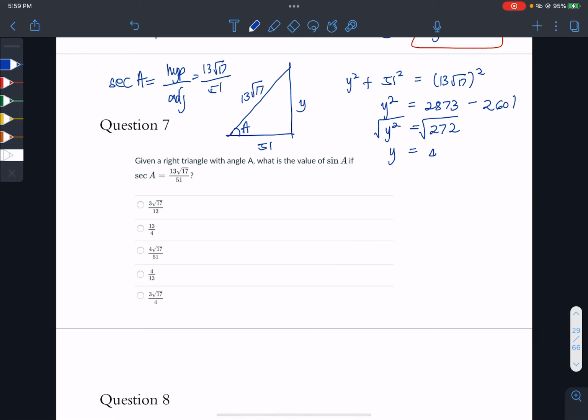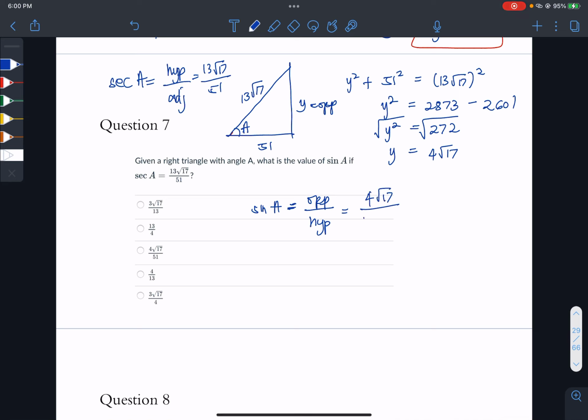So it's 4, the square root of 17. So that is our y, no? So the question is, what is sine A? Sine A is equal to opposite over hypotenuse. Our opposite is y, so this is the opposite. So it's 4 over square root of 17.